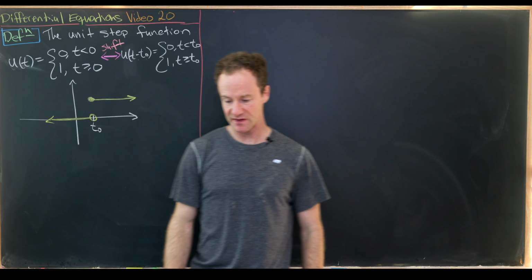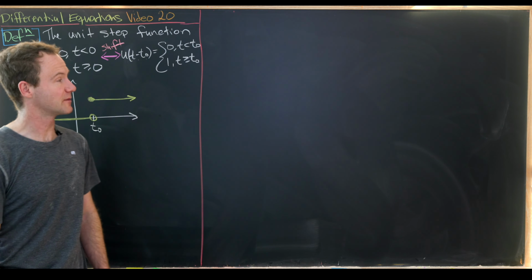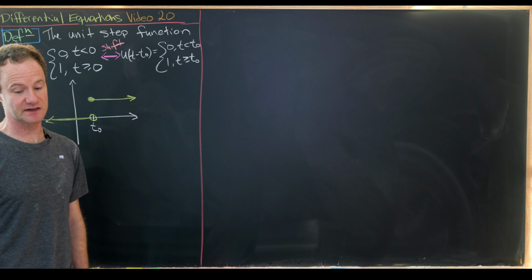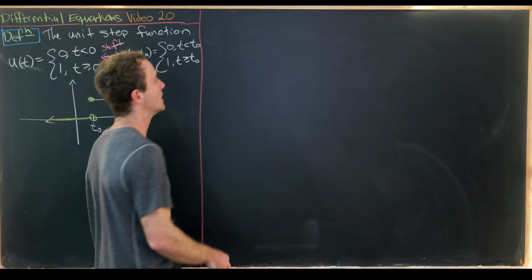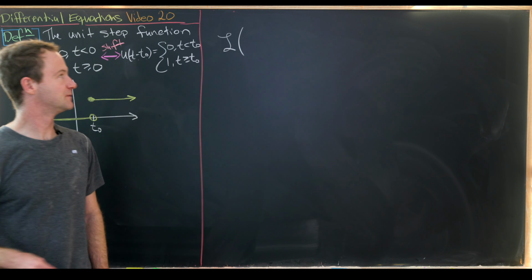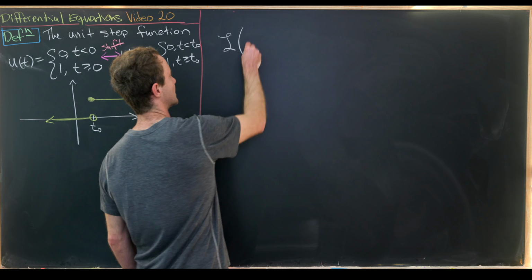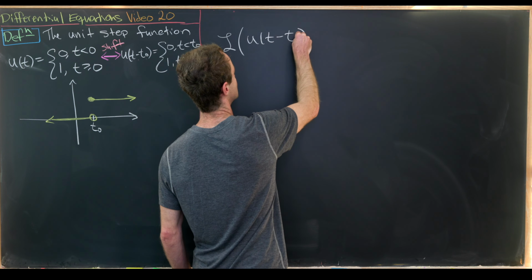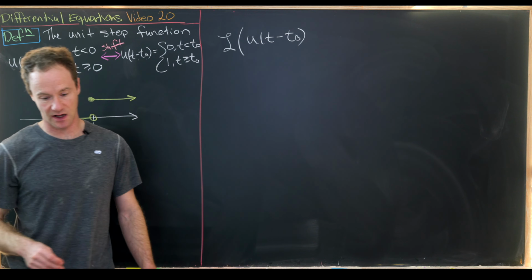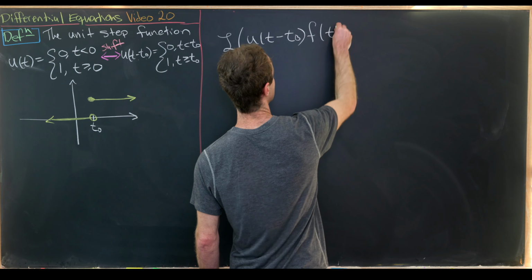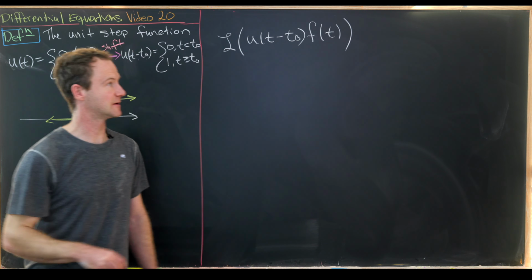The first thing that we'd like to do is determine exactly how the unit step function interacts with other functions with respect to the Laplace transform. So let's look at that, just via a little bit of exploration. Let's say we're taking the Laplace transform of this shifted unit step function, u of t minus t naught, when it's being multiplied into the function f of t.